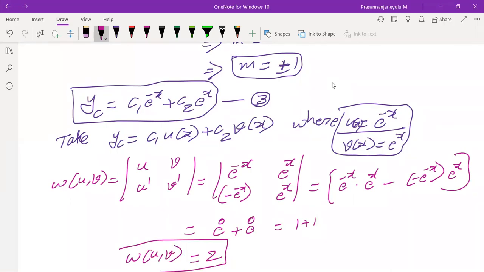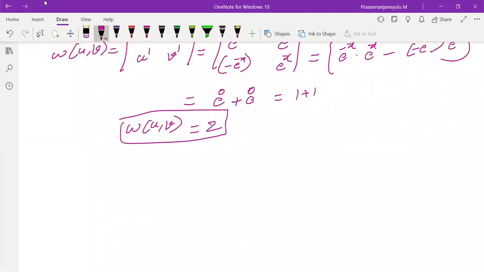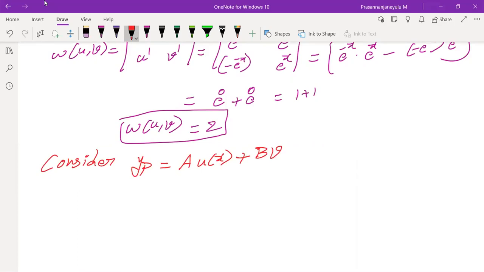Okay, 2 is the value of w of u comma v. Now what we have to consider according to the procedure, consider the particular solution or particular integration as yp equals capital A into u of x plus capital B into v of x. Take it as equation number 4.